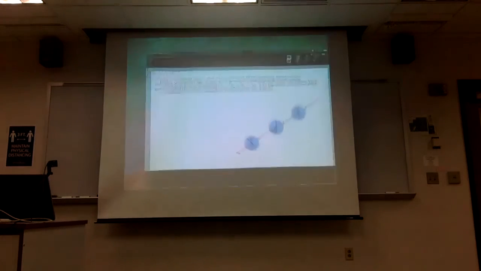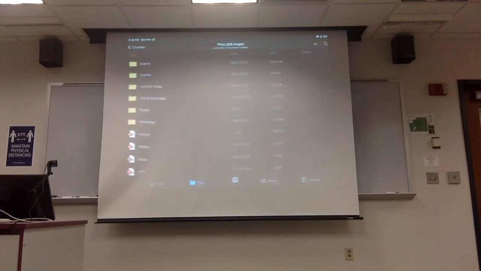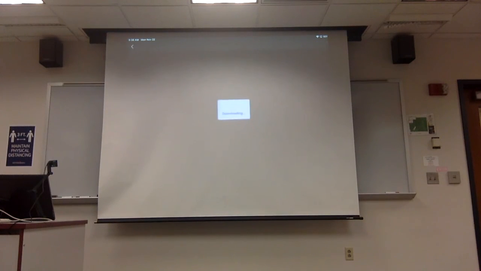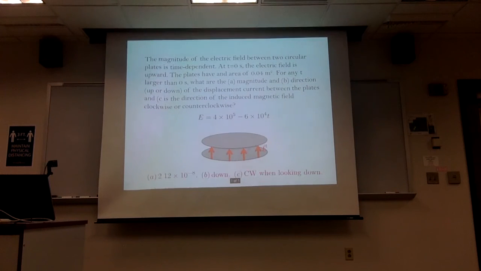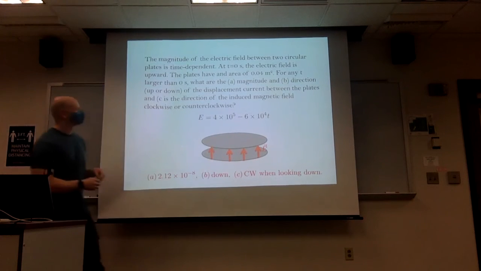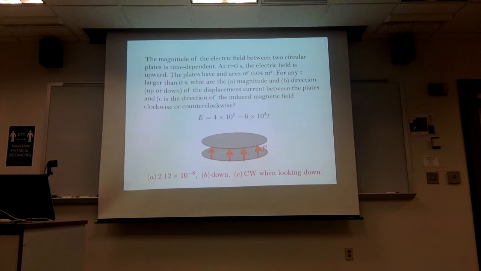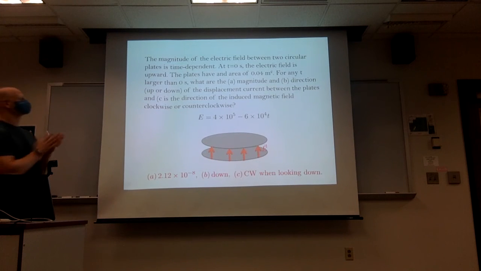So, having said that, we got some group assignments to talk about. Let's talk about the first one. The first one has to do with displacement current. It says the magnitude of the electric field between two circular plates is time dependent. At t equal to 0, the electric field is pointing upward, as shown in the diagram. The plates have an area of 0.04 meters squared. At any time larger than 0, what are the magnitude and direction, meaning upward or downward, of the displacement current between the plates? And then part C is whether the direction of the induced magnetic field is clockwise or counterclockwise.